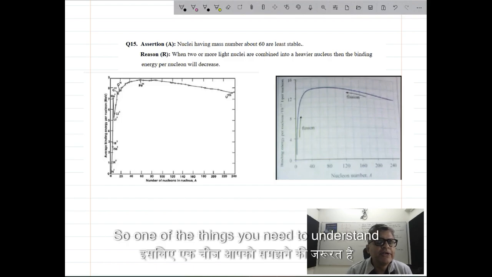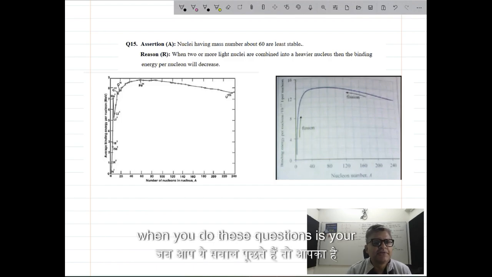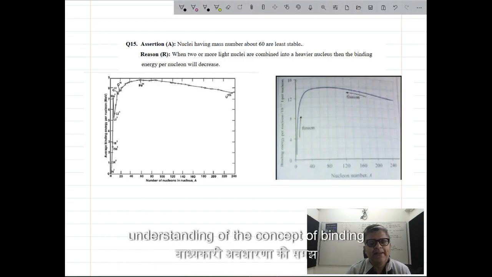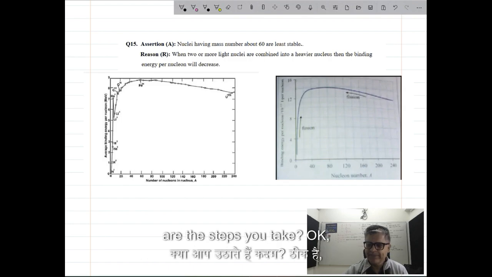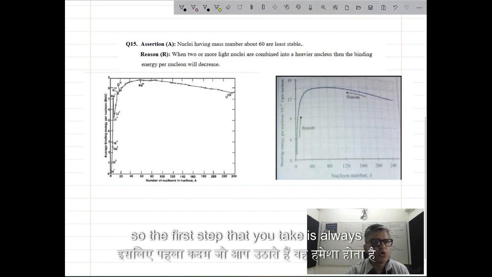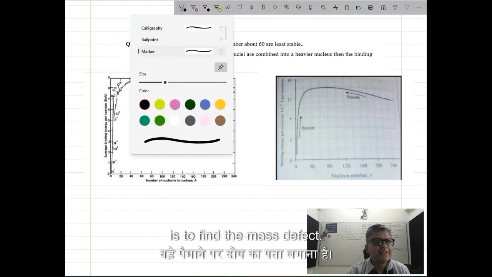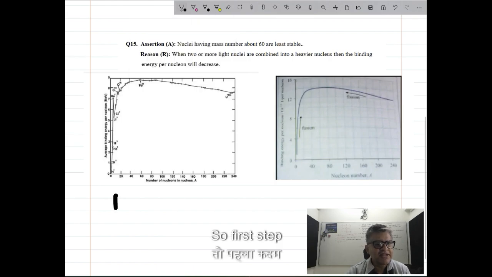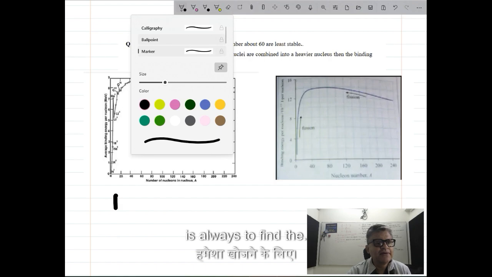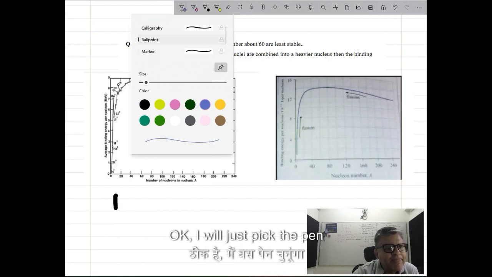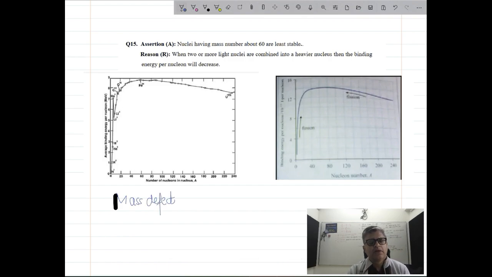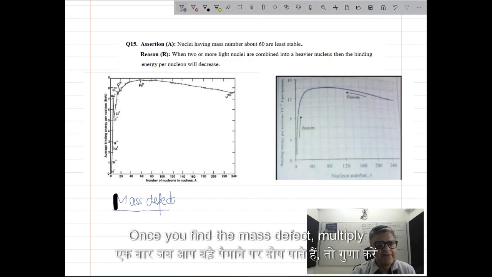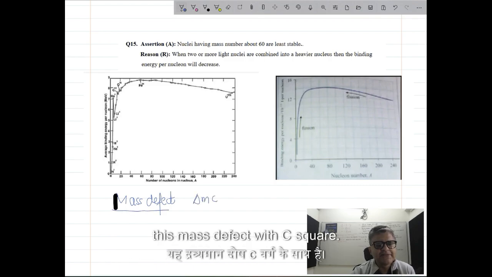So one of the things you need to understand when you do these questions is your understanding of the concept of binding energy. Now, to calculate the binding energy, what are the steps you take? The first step is always to find the mass defect. So you pick up the pen and first find the mass defect. Once you find the mass defect, multiply this mass defect with c squared.